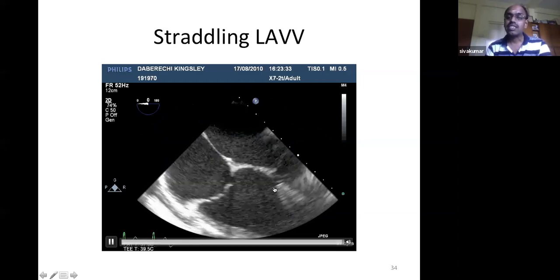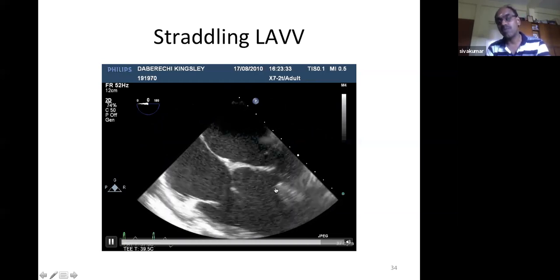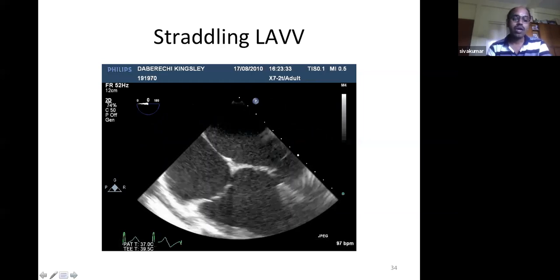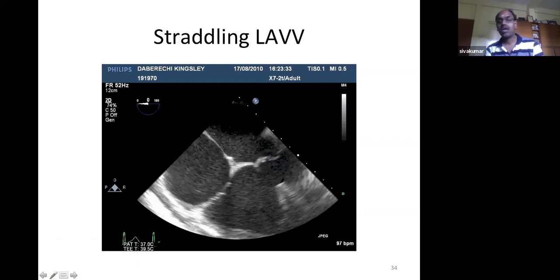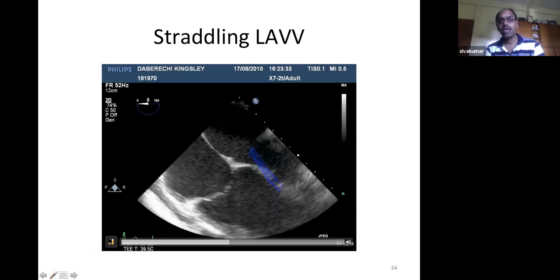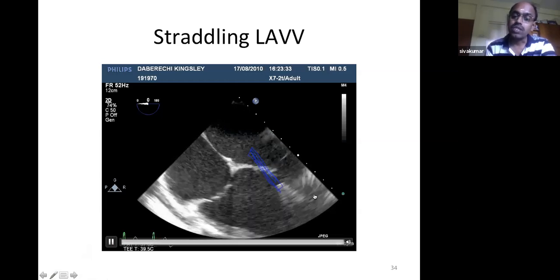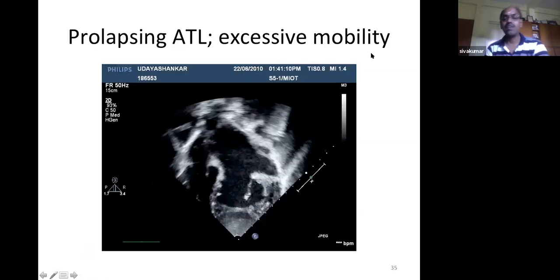You can see the tricuspid valve chordae getting attached to the crest of the interventricular septum. And if you draw a line from here, we are almost at 30% override. So this override is commonly due to hypoplasia of the right-sided ventricle.